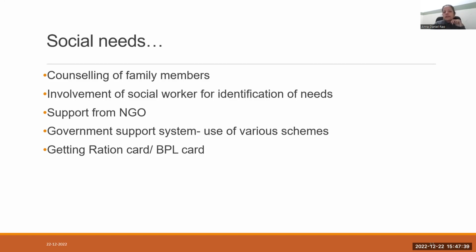Many times, various government schemes are available for cancer patients. So, how much they can avail them, right? We may be knowing sources also where to apply. Many times, patients don't know where to go to avail such schemes, right? So we should have the information regarding them, whatever is available for such patients, right?